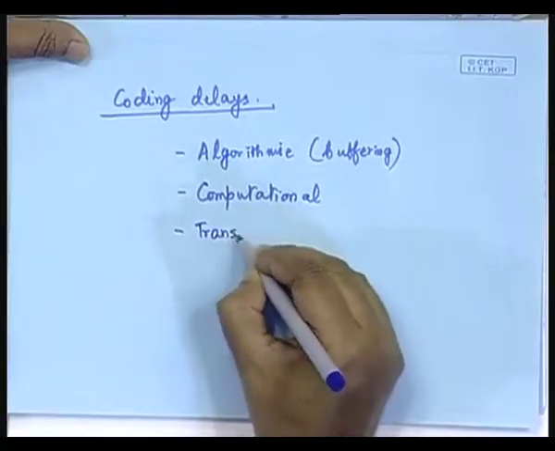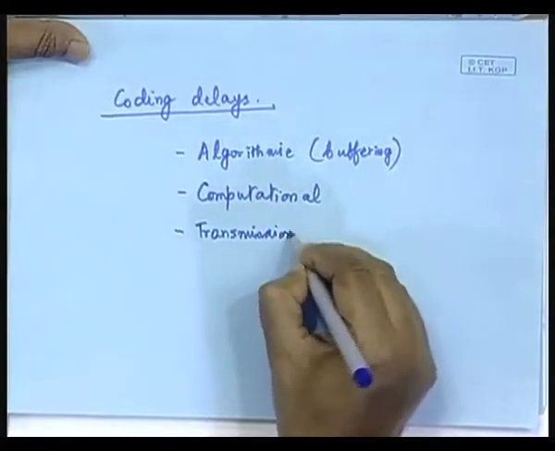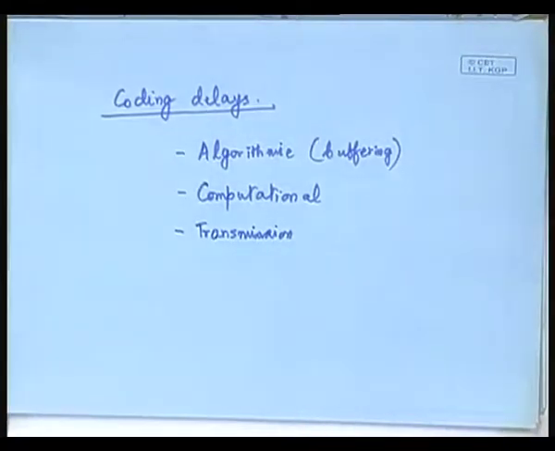Okay. And the third delay is of course due to the transmission. Now, this is certainly not within your control, because if you are doing long distance communication, then transmission delays are definitely inevitable, but what one can do is that from the encoder itself, one should design the encoder in such a way that the algorithmic and the computational delays are minimized. In fact, we would be calling those speech encoders to be more efficient, for which the algorithmic and computational delays are minimized to a great extent.